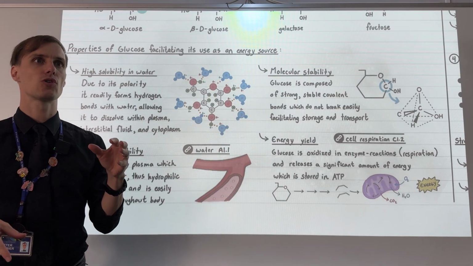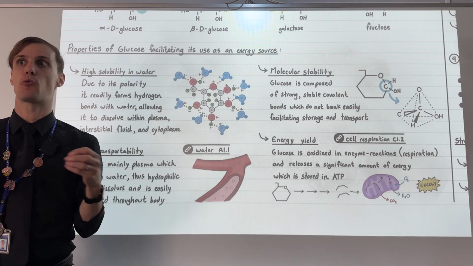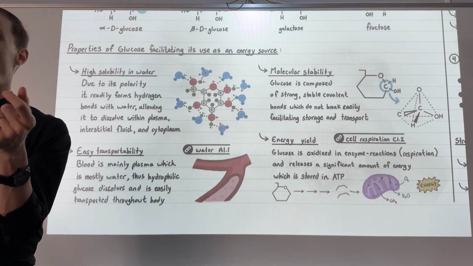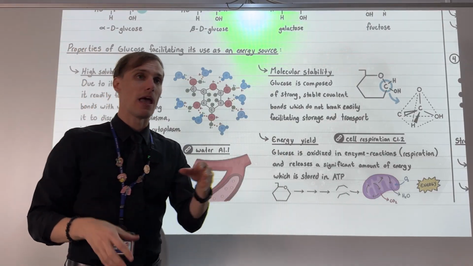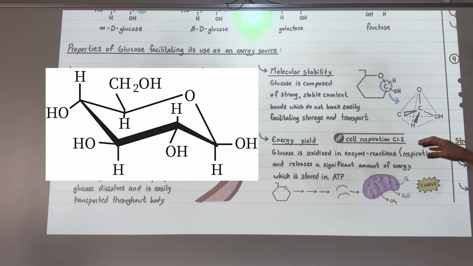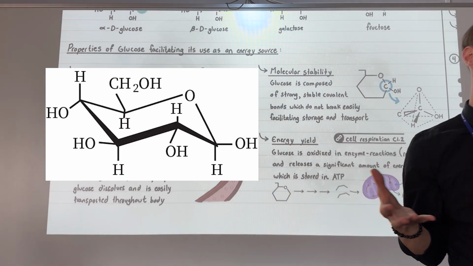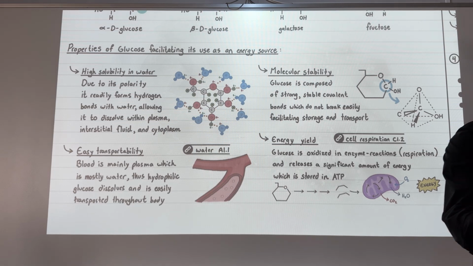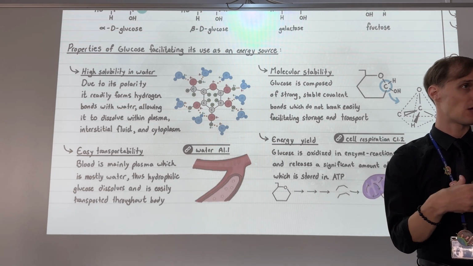In addition, if I want an energy source that I can move around easily, I don't really want that energy source to be unstable, meaning that it reacts very, very quickly. I want it to be relatively stable. And it is, because it is made up of fairly stable covalent bonds. And so glucose isn't going to spontaneously break down or react typically. It's going to require enzymes in order to do any of the reactions that we do.